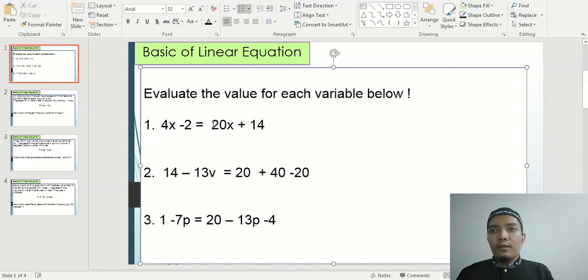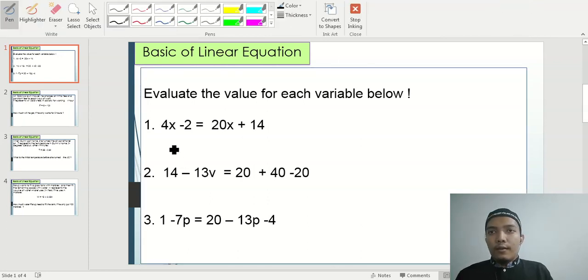Okay, next step then. Since the 20x is located on the right, and its friend 4x is located on the left, my suggestion is to move the smaller number of the variable to the other side. In this case, 4 and 20, which is smaller? 4, right? That's right. So this 4 needs to be moved. I need to move this 4 into the right side. So we have to move this 4x so that we can reach the 20x here.